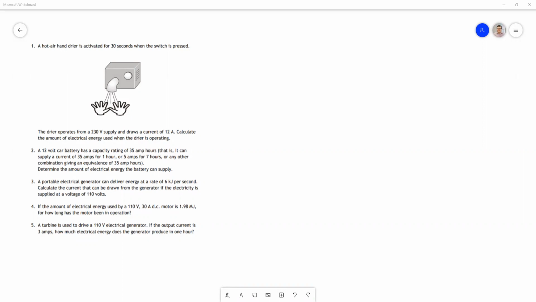So we'll just tackle these one at a time, and maybe it will help us to start off by writing our formula for electrical energy at the top of the screen. Electrical energy is equal to current times time times voltage. And remember, our units are joules, amps, seconds, and volts, respectively.